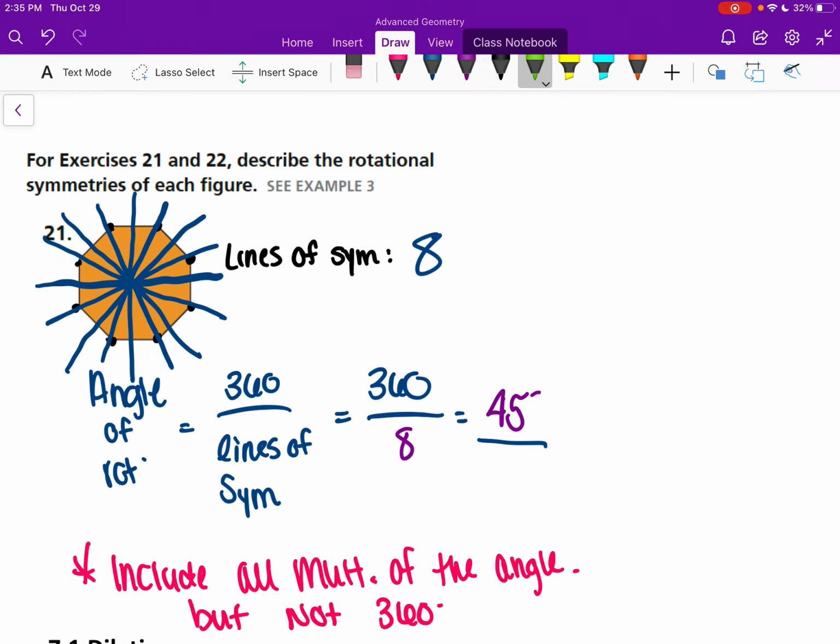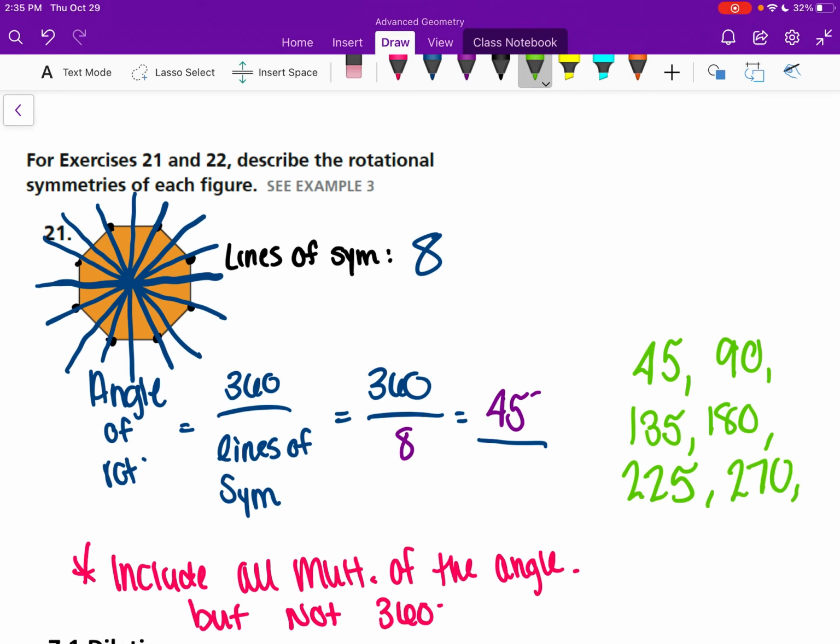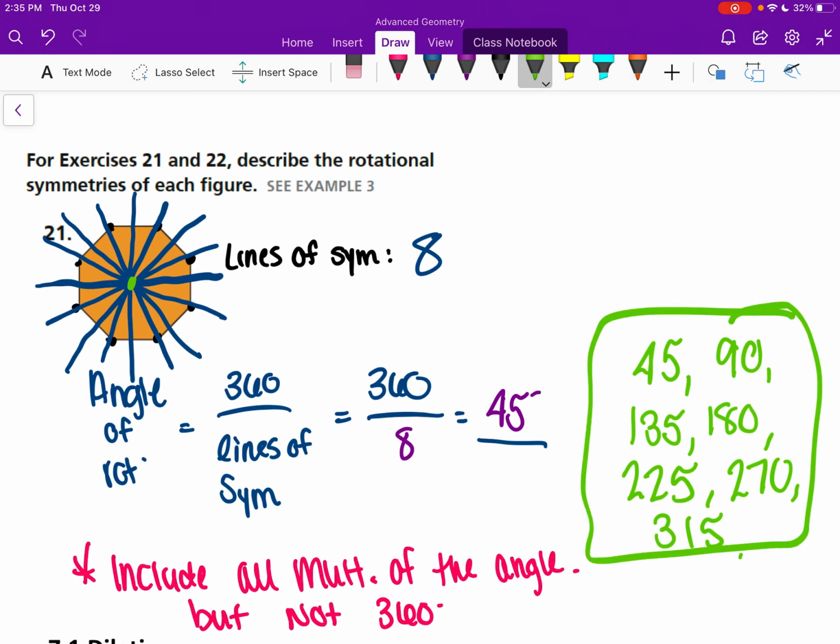So if we were listing all the multiples of 45 degrees, we could rotate it 45 degrees and it would look the same. Another 45 would bring us to 90, and we're just going to keep going. Another 45 would be 135 degrees, then 180, then 225, then 270, and last but not least, 315. And we're not going to include that last one of 360 degrees. But these are all of the angles of rotation that you could rotate this figure through the center and the figure would look exactly the same.